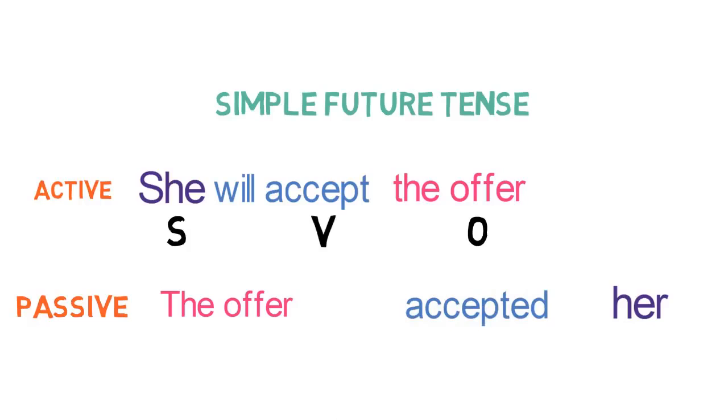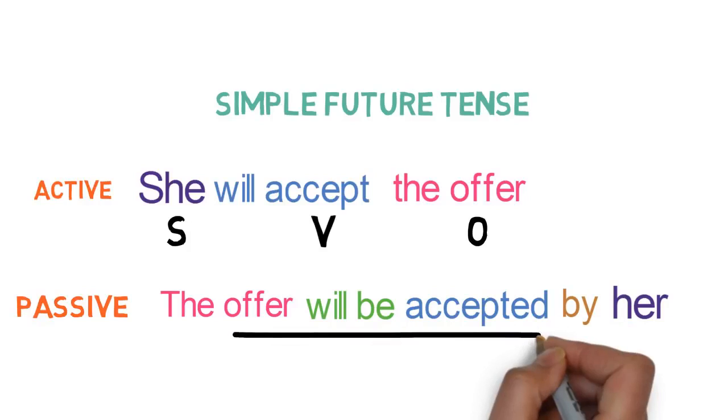Next, adding a suitable helping verb of to be, it will be will be. And lastly, we need to add by here to make the sentence complete. So the whole sentence is the offer will be accepted by her.